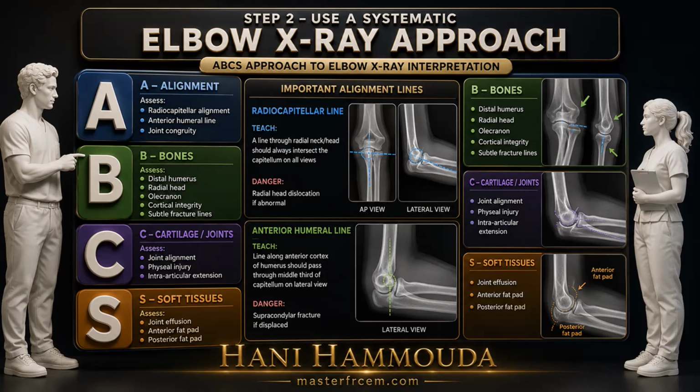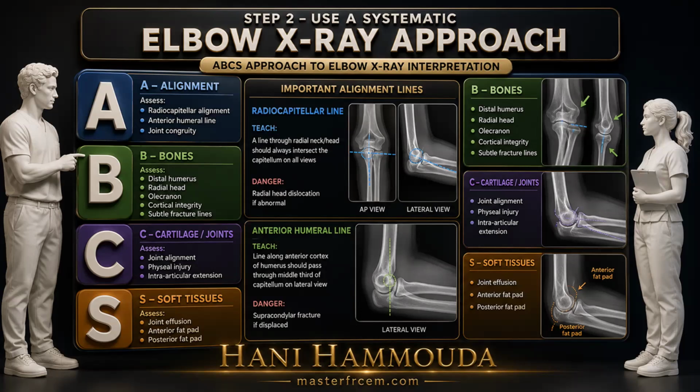Considering the radiocapitellar line, from the mid part of the radius we will draw the line upwards, perpendicular, and it should go through the middle of the capitulum. That is the radiocapitellar line. Then we have to see the joint congruity, that it should be regular. There should not be a widened space. These three terms complete the alignment of the elbow.